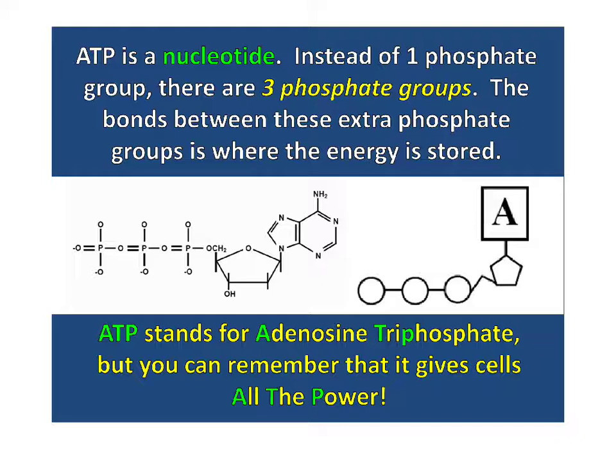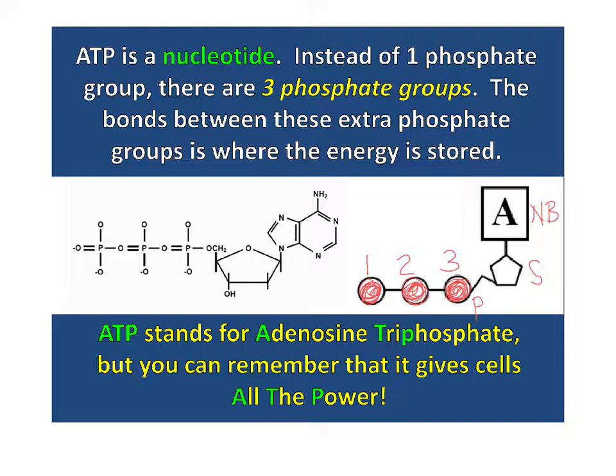ATP is a nucleotide, but there's a difference with this molecule from the ones that we've talked about before. Instead of just having one phosphate group, that's right here, ATP has 3 phosphate groups. 1, 2, 3. So instead of just having one, it has 3. But take a look at its structure. It still has a nitrogen base. There it is right there. It still has a sugar. And then this would be its phosphate group. But instead of having 1, it has 3.